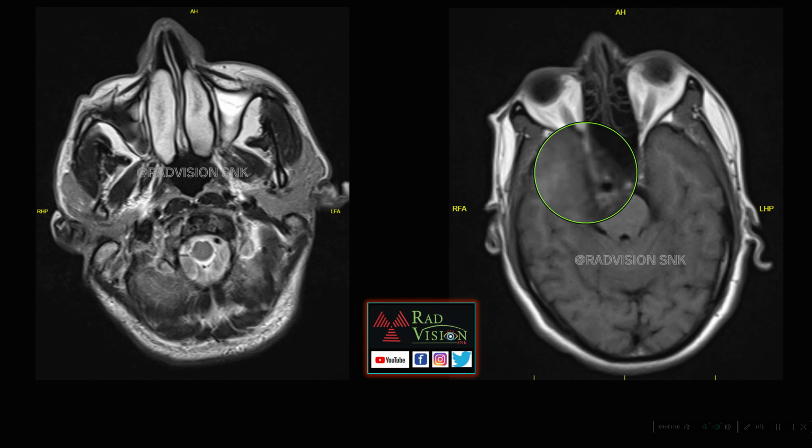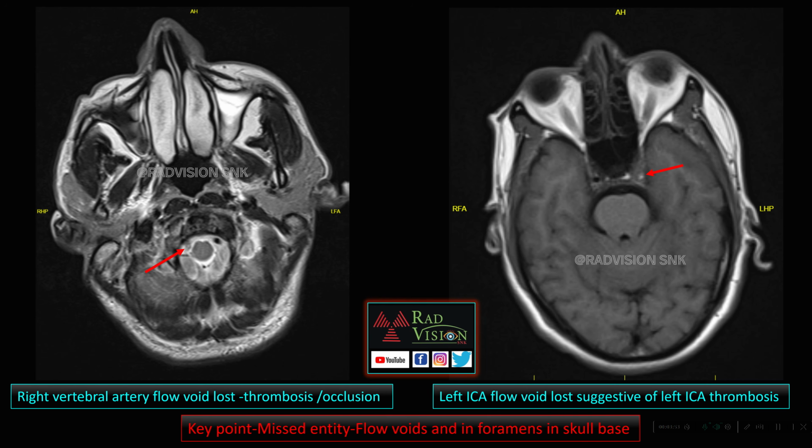Here also you can see this is the flow void on the right side, this is the right ICA flow void. But here when you see, the left ICA flow void is lost and there is hyperintensity suggestive of thrombosis. So these both are cases of thrombosis. Right one is nothing but right vertebral artery flow void loss suggestive of right vertebral artery thrombosis or occlusion. Left side the case is left ICA flow void is lost suggestive of left ICA thrombosis.